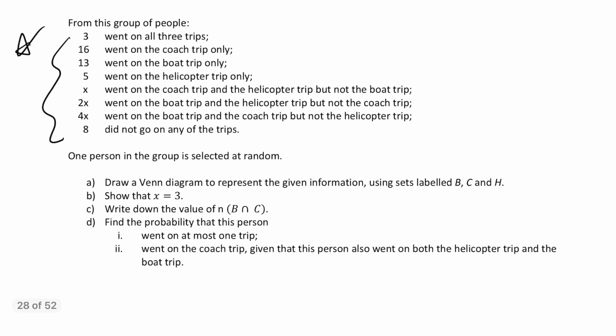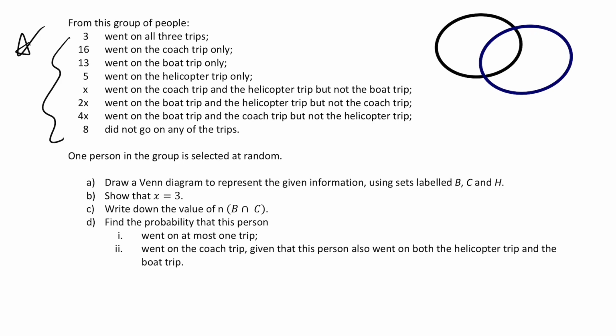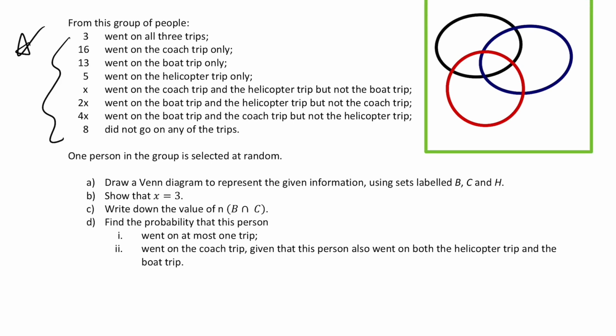Okay, so question A, we have to draw a Venn diagram to represent the given information using the sets labeled B, C, H. So let's say we have B, C, and H with a sample space U. This is sample space U, and this is our B, C, and H. And then let's move this information into this Venn diagram.